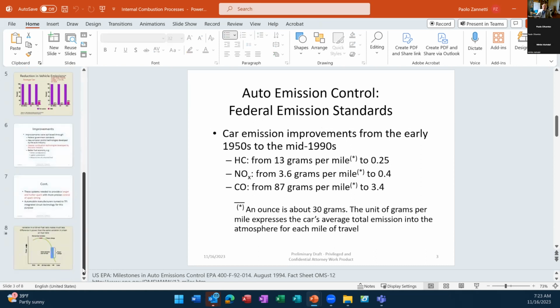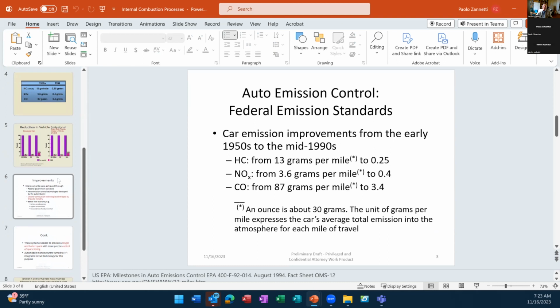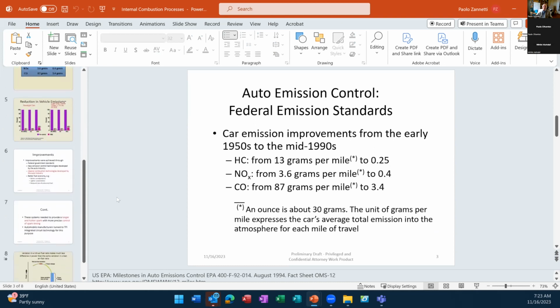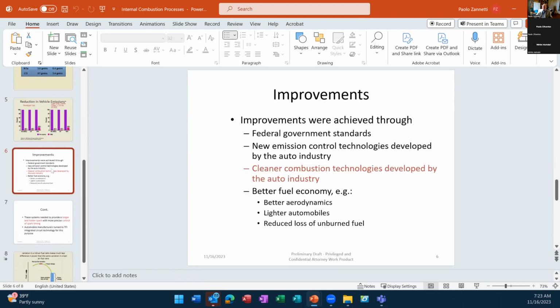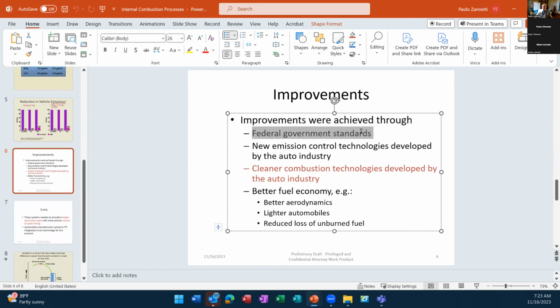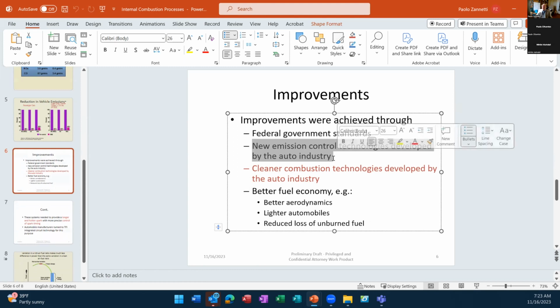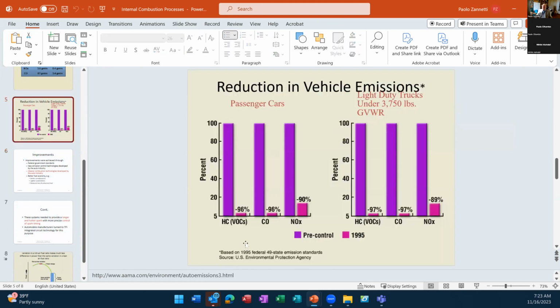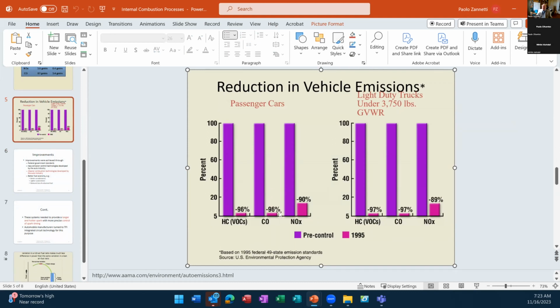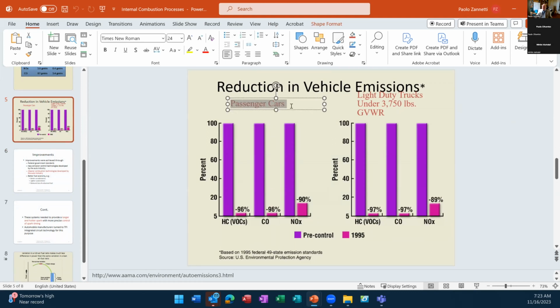In fact, I have a graph here. Now it's another presentation. I'll show you later. Basically, the improvements in car emission were achieved through federal government rules and standards, but especially new emission control technology developed by the auto industry. They really made enormous progress from the 50s to the 90s in reducing the emission of chemicals from a typical passenger car and also from trucks. This is undeniable.